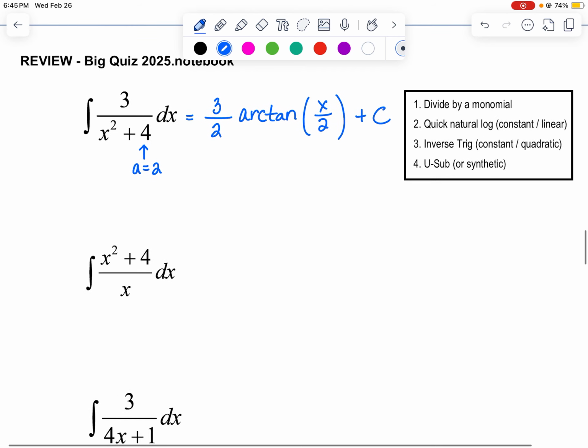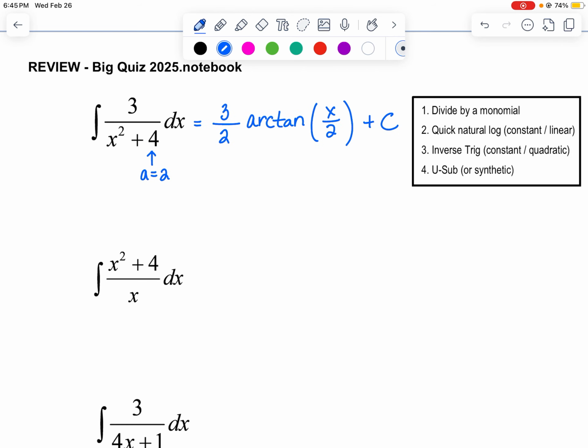Okay, on the next one, first, we're going to look for divide by a monomial, which that is. And so our first step is to simplify the integral or change the look of it. So x squared over x is just x plus 4 over x. Some might want to write that as 4x to the negative 1. I'm going to write that as 4 over x so that I'm not tempted to use power rule. And so now we take the integral of that. The integral of x is 1/2 x squared. And the integral of 4 over x is 4 natural log absolute value x plus c.